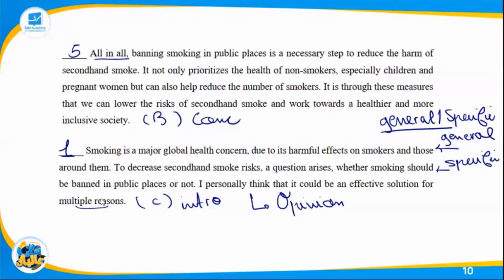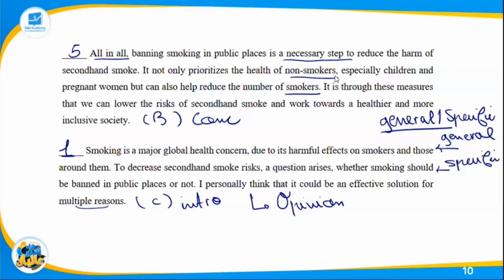Let's move on to the conclusion. All in all, or I can say in conclusion, as a conclusion, banning smoking in public places is a necessary step to reduce the harm of secondhand smoke. So I drew a conclusion from everything I was saying. I said it is a necessary step if we want to reduce the harm of secondhand smoke. Then I talked about two things: smokers and non-smokers. It not only prioritizes the health of non-smokers, especially children and pregnant women, here I brought two details I talked about in my body paragraph, but can also help reduce the number of smokers.